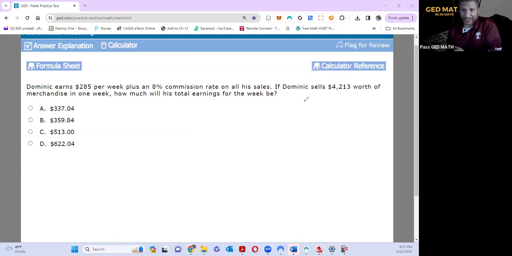8%, I can't do that in my head, but I sure know how to find 10%. And 8% is close to 10%. So what I'm going to do is move that decimal one place. So 10% is 421.3 plus my 285.